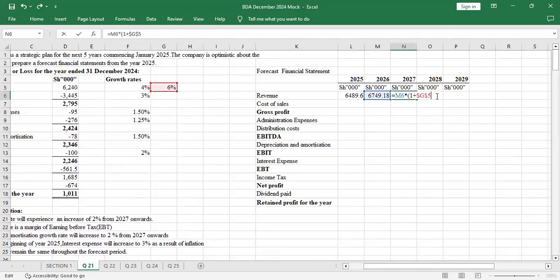Before and after the column, then I close. So once you are done with that, you just drag. So when you drag, the values will appear automatically.